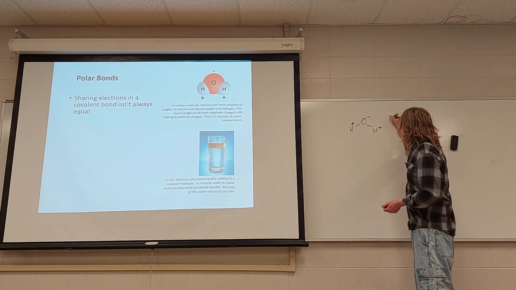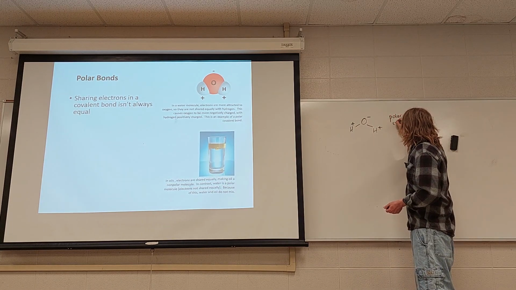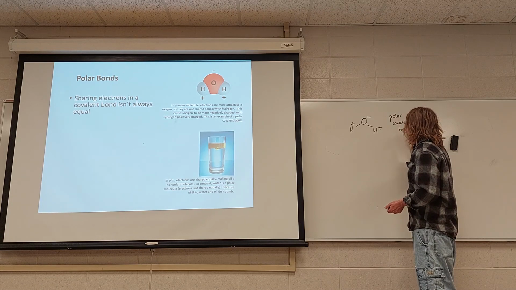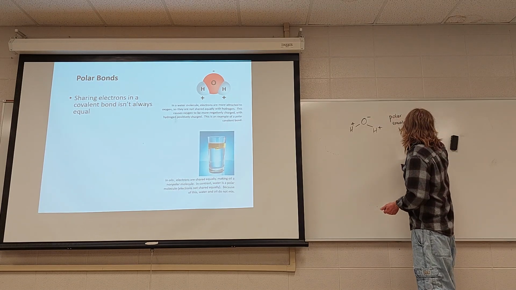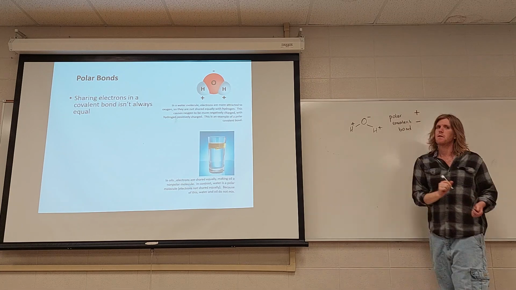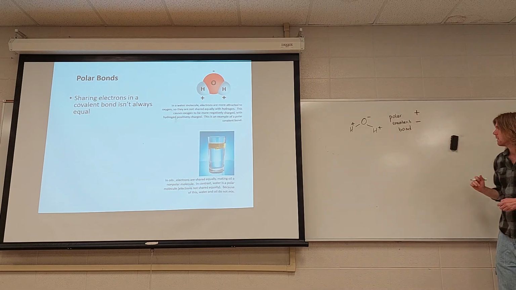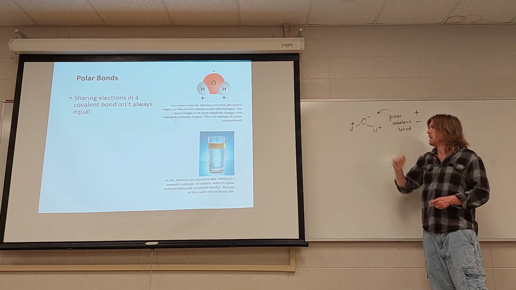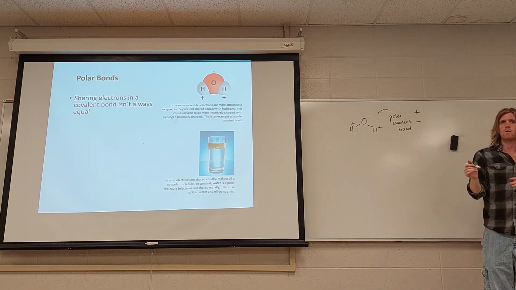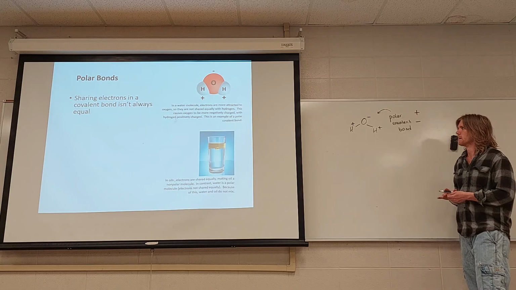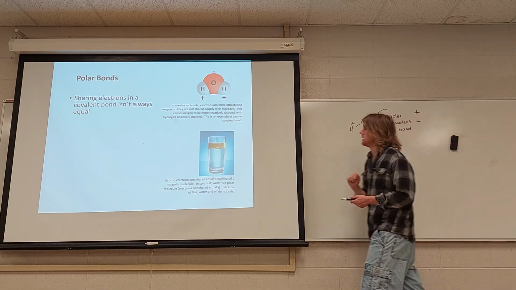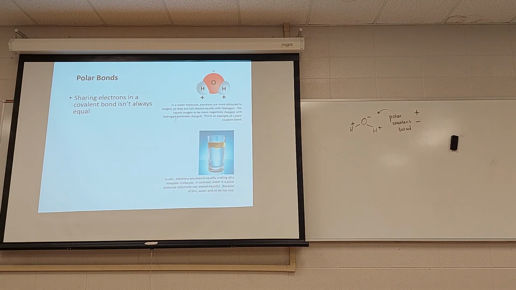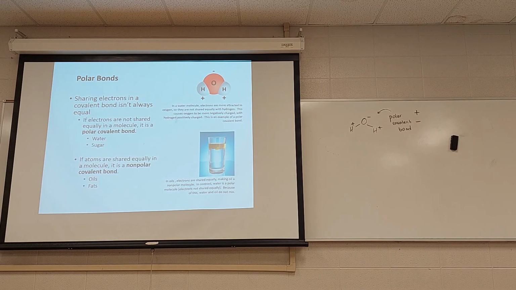The name for when this happens is a polar covalent bond. And think poles like positive and negative poles. So polar covalent bond is when you've got electrons hanging out more in one area of a molecule than another. In this case, they like the oxygen, so they tend to go there and make oxygen kind of negative.